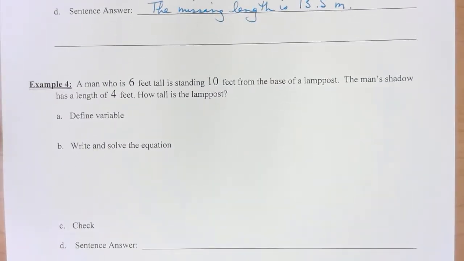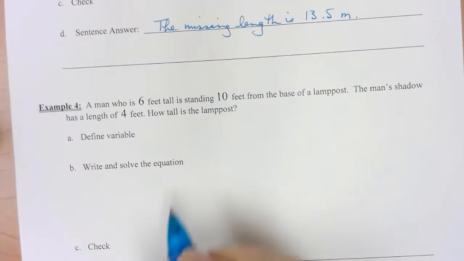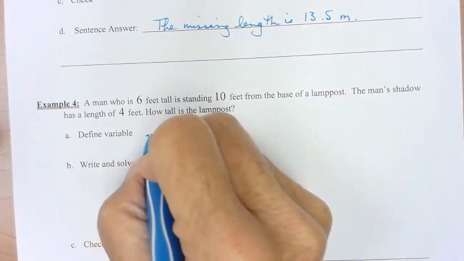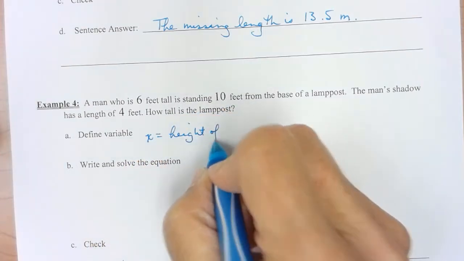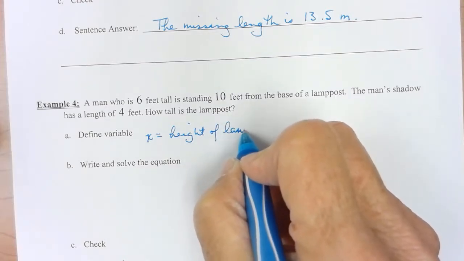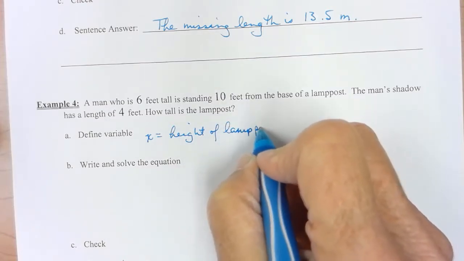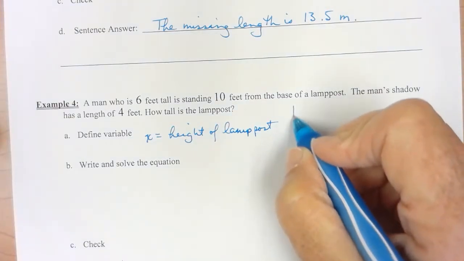Next one. It says a man who is 6 feet tall is standing 10 feet from the base of a lamppost. The man's shadow has a length of 4 feet. How tall is the lamppost? So I'm going to let x equal the height of the lamppost. I do like pictures on this.